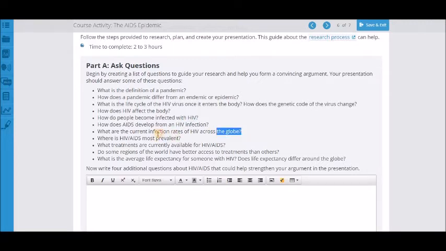This is interesting. What are the current rates of infection across the globe? And I want you to find me some examples. Try to find me one on each continent. Tell me about North America, South America, Europe, Asia, Australia, Africa. Tell me which one of these is the worst.